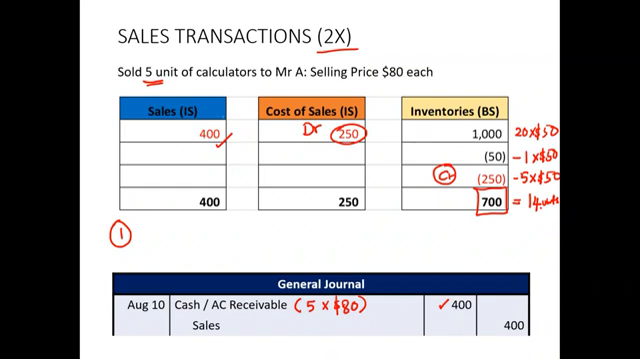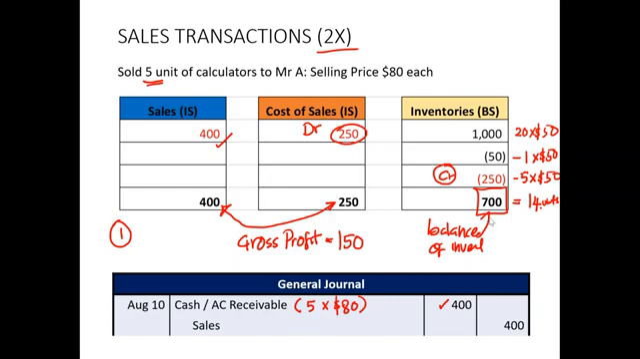So now these two items are your income statement items. If you match these two items, it'll give you gross profit. Anyone can help me? The amount of gross profit from this transaction? Gross profit is, thank you so much, 150. What is your balance of inventory now? Your balance of inventories is only 700.